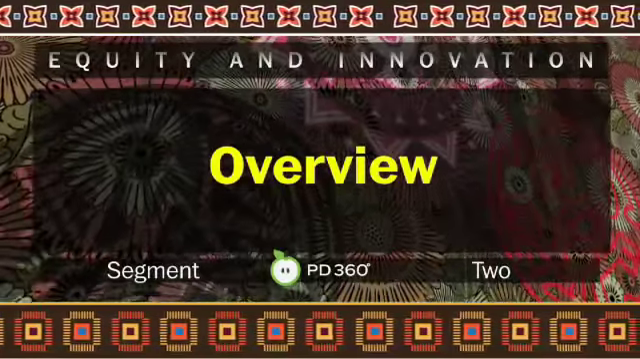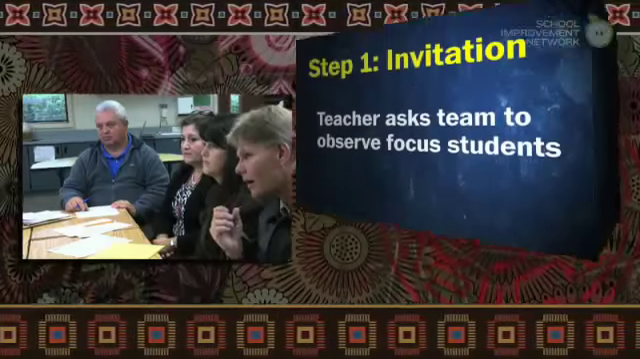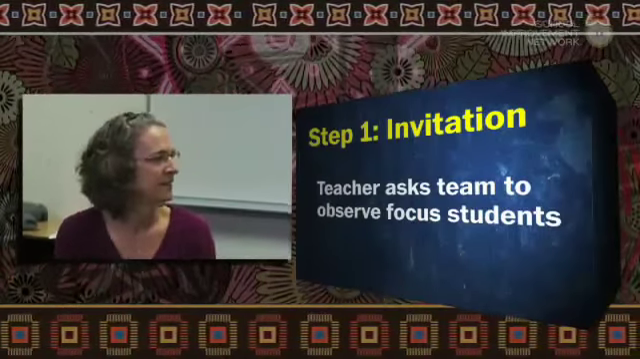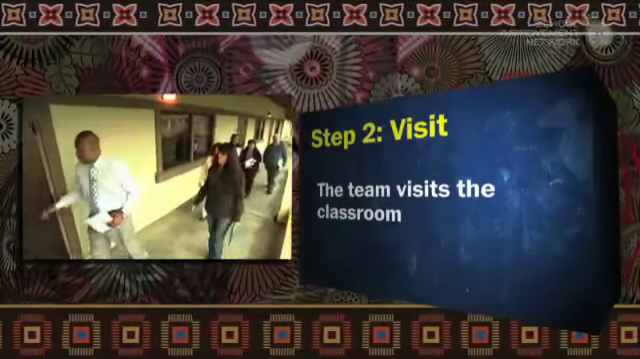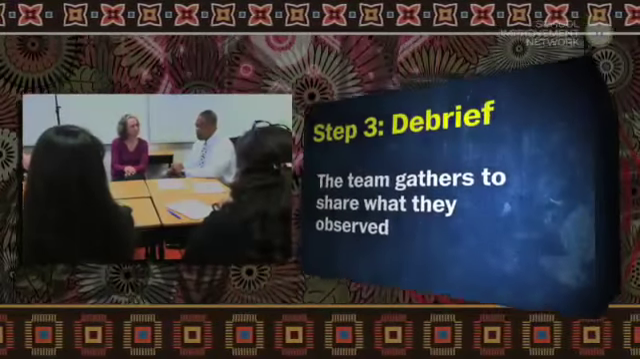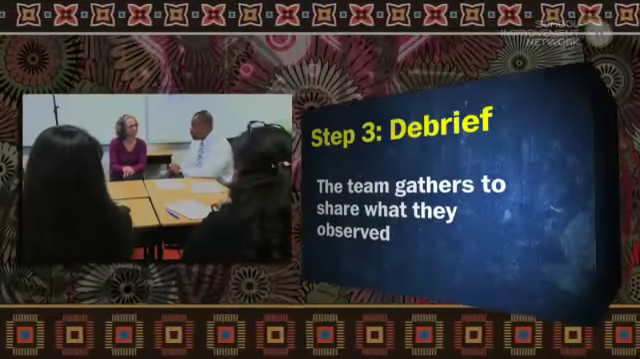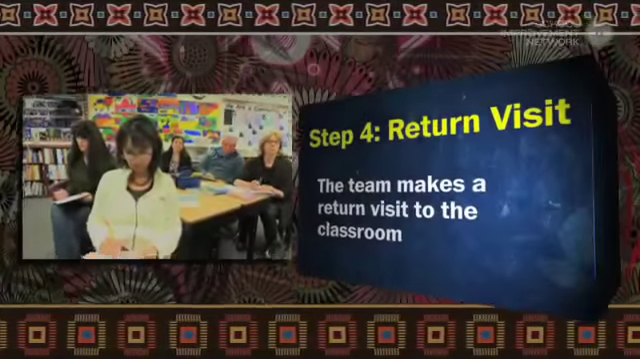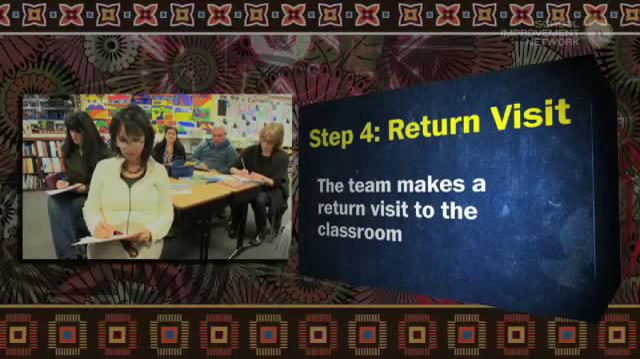The practical equity walkthrough cycle involves 4 steps. In the first step, the teacher meets with the team and asks them to observe her focus students. In the second step of the cycle, the team visits the classroom to observe the focus students. In the third step, the team gathers to share what they observed. And in the final step of the cycle, the team returns to the classroom to see if their feedback worked.